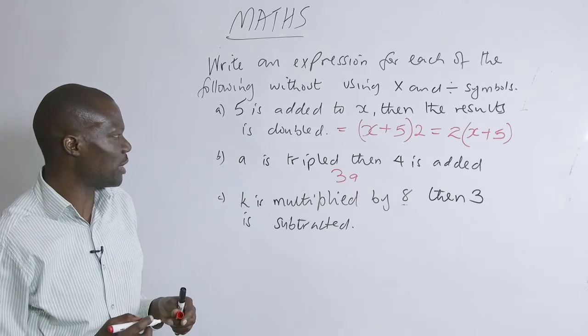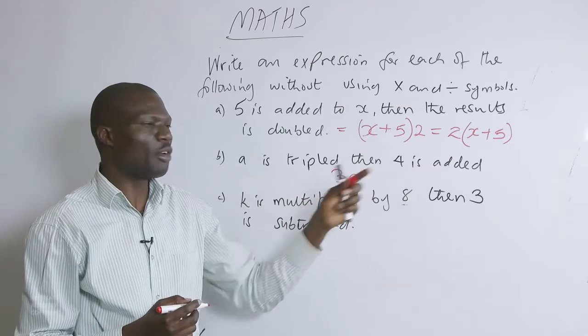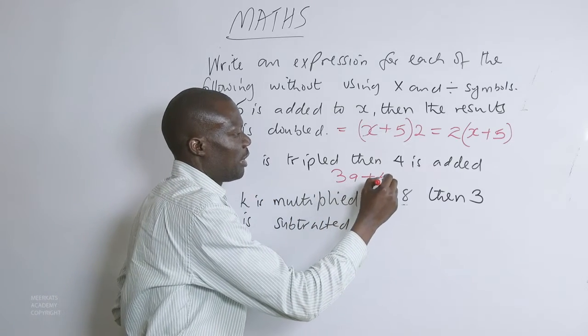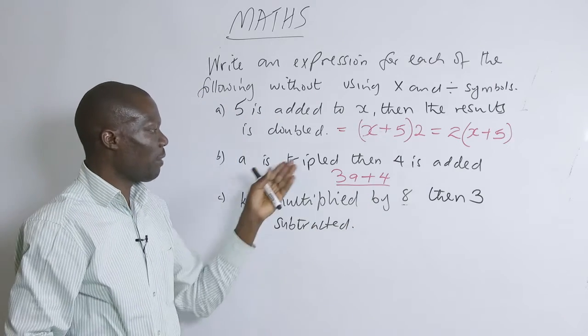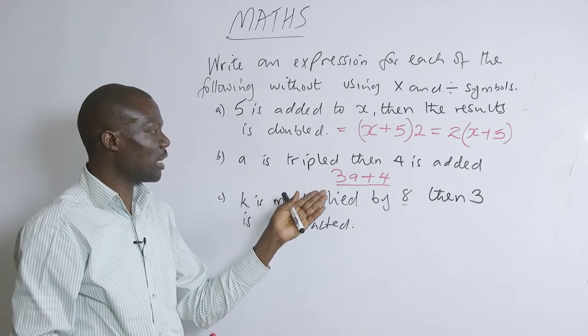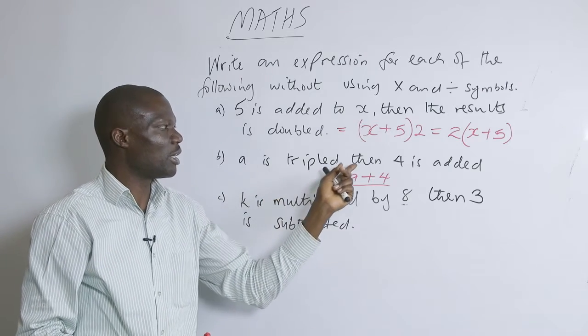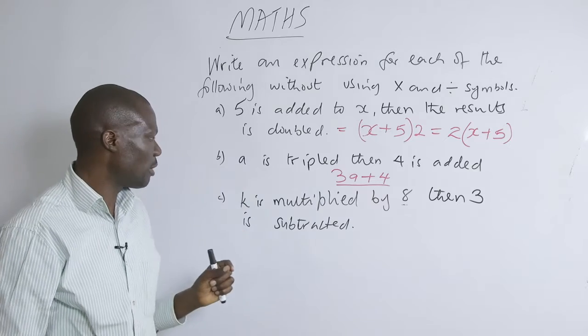And then what happens? A is tripled, then 4 is added. So from 3A, we shall come and add 4. This will give us the result of the word description of A being tripled, then 4 is added. That is 3A plus 4.